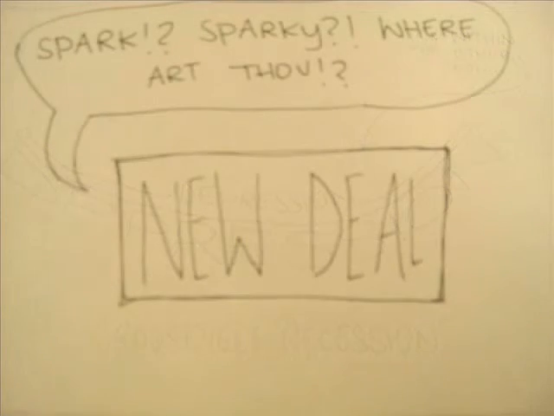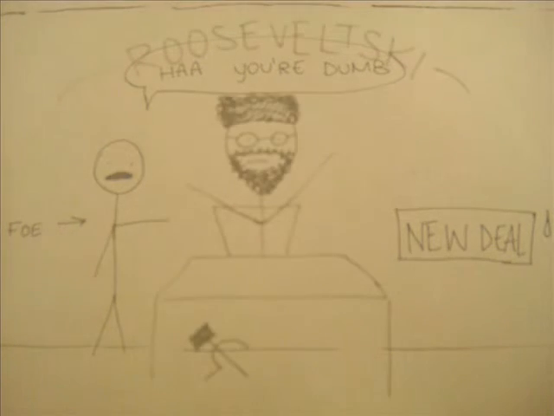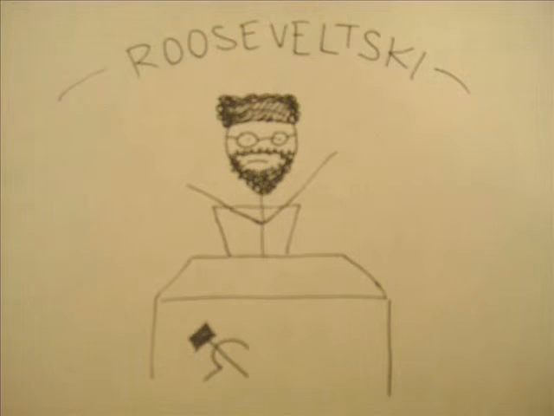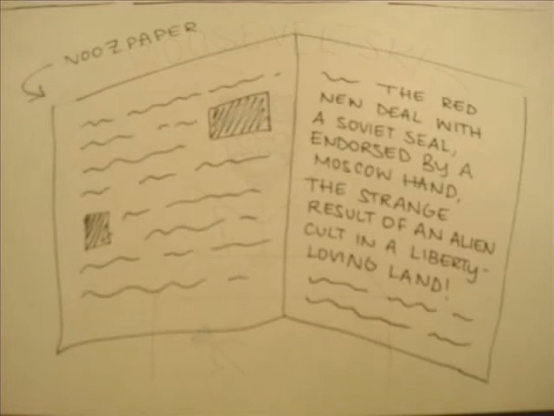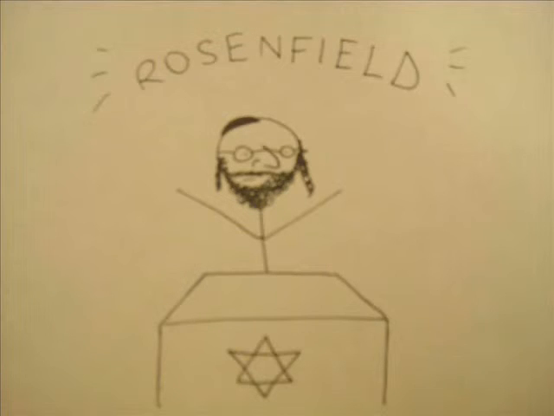By 1938, the New Deal had lost most of its spark. Crisis continued through 1938 and 1939 as foes of the New Deal found pleasure in pointing out its faults and contradictions. People accused America of turning to the Bolshevik Marxist image under Roosevelt. Newspapers declared the Red New Deal with a Soviet seal, endorsed by Moscow's hand, the strange result of an alien cult. In a liberty-loving land, FDR also was accused of being Jewish and was called Rosenfield, and was said to have actually created the Jew Deal.